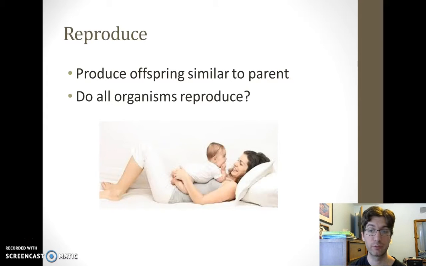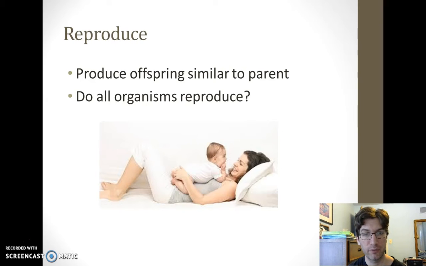Lastly is reproduction. Reproduction is the process of producing offspring that are similar to your parent. You do not reproduce and make an offspring that is different. Two humans cannot make a monkey.